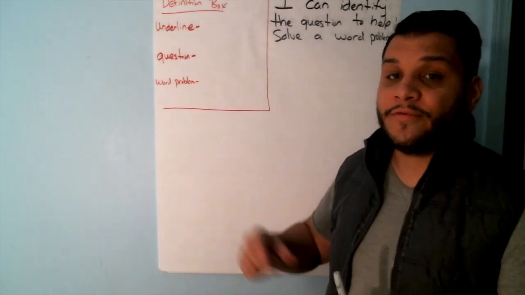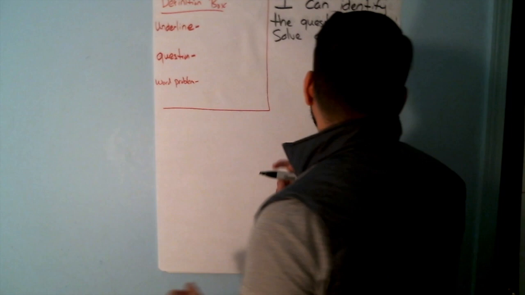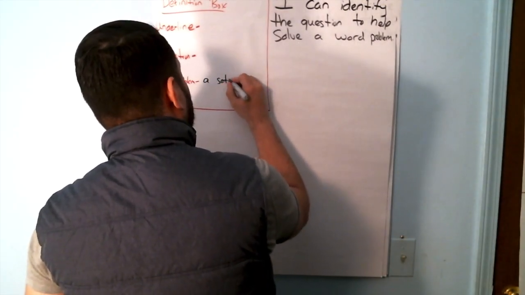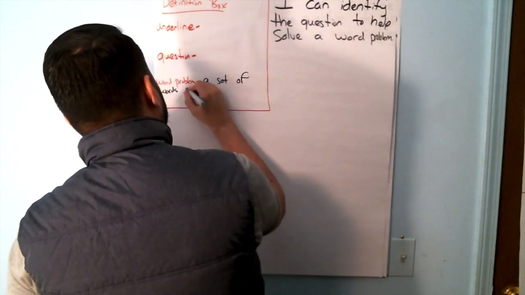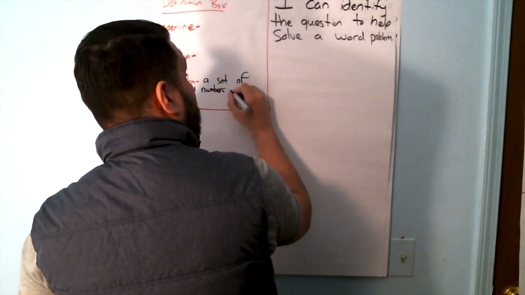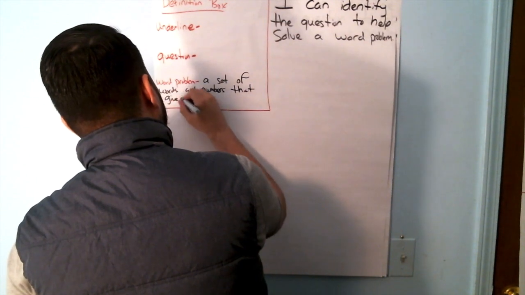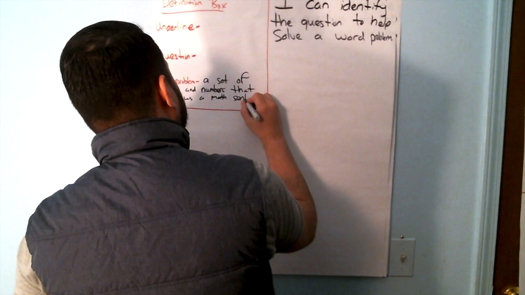Yesterday, we identified what a word problem was. So a word problem is a set of words and numbers that give us a math sentence.